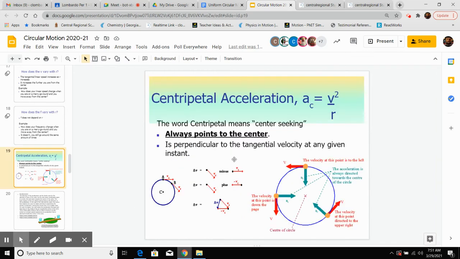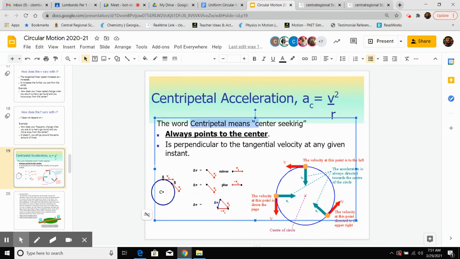All right, so this is something that we did last week. We drew this in one of our assignments. We had to draw in the velocity. This is telling us that it's moving counterclockwise, not regular clockwise. Centripetal acceleration is always pointing towards the center. The word centripetal means center seeking, always points towards the center.